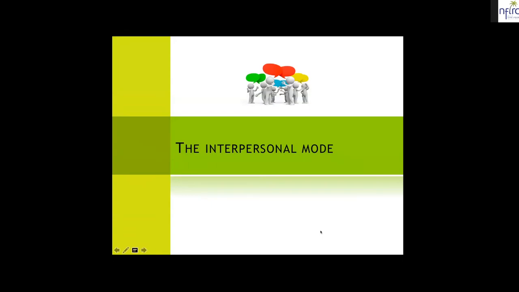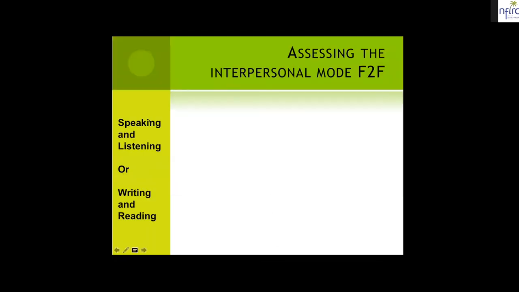Let's talk about the interpersonal mode now. Again, for those of you who are not familiar with the modes, the interpersonal mode is what happens when we exchange. It's typically synchronous communication, in which there's exchange of information. So when we're having a conversation face-to-face with someone or over the phone, that's interpersonal. When we are text messaging with someone, that's interpersonal. Some people would argue that emailing is a form of interpersonal mode, although it really is in between interpersonal and presentational. But you get the idea.